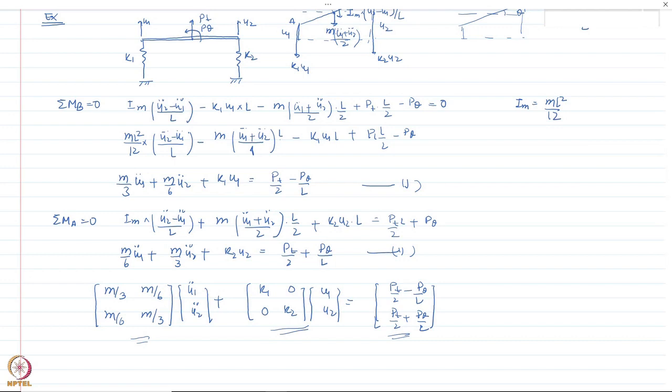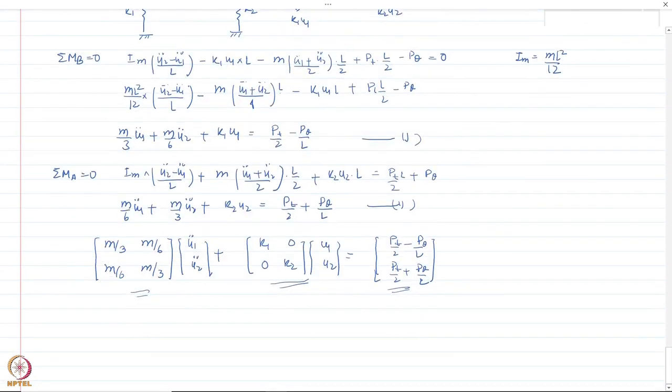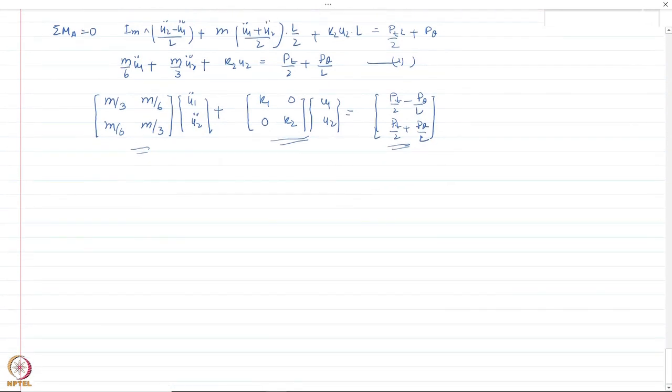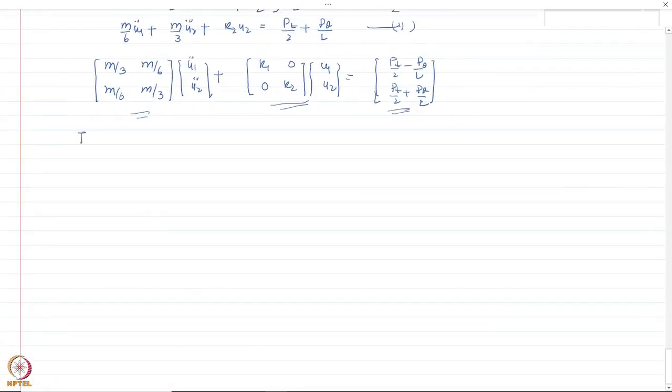But if you look at the displacement here, it does not correspond to a single lumped mass. It's a distributed mass, and it does not correspond to the direction of the applied forces, which are the force and moment, P_t and P_theta. That's why we don't directly get a diagonal mass matrix or a force vector that comprises directly P_t and P_theta. Okay, so this is the equation that we obtained using the direct equilibrium method. Let us see what we obtain if we utilize the influence coefficient method.